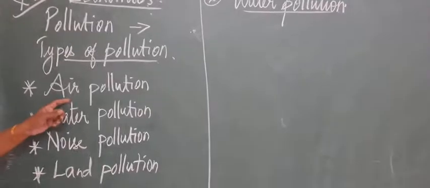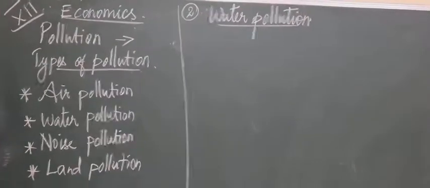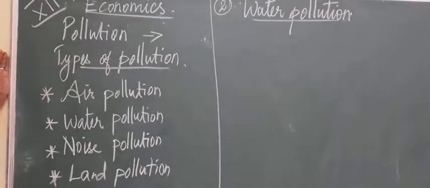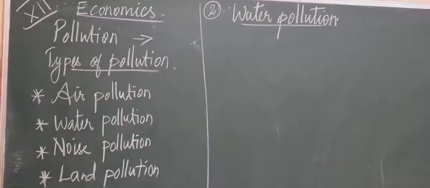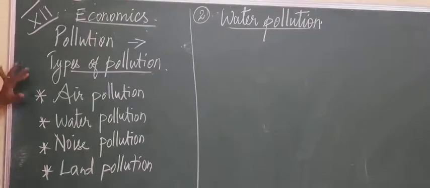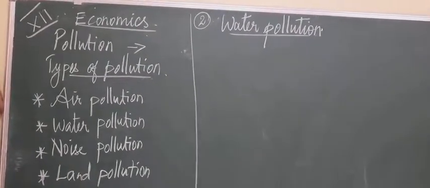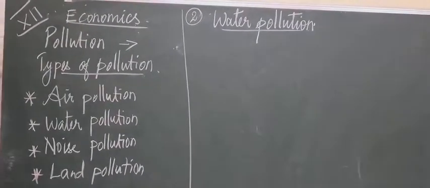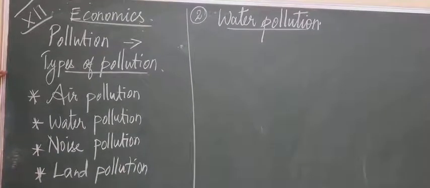In the previous class, we learned what is pollution and the types of pollution. The first type we have seen, isn't it? Air pollution. What do you mean by pollution? The introduction of contaminants into the environment which brings an adverse effect on nature is called pollution, isn't it? Air pollution, we have studied what is air pollution and the types of air pollution, indoor air pollution, outdoor air pollution, and the causes of air pollution also we have studied.